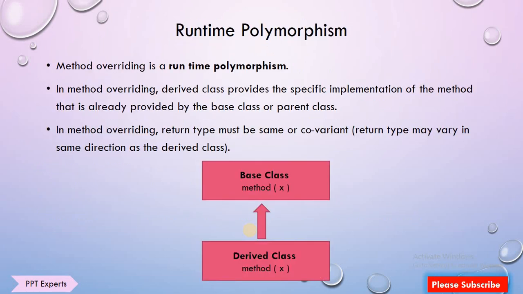So first we will see runtime polymorphism. Method overriding is runtime polymorphism. In method overriding, the derived class provides the specific implementation of the method that is already provided by the base class or parent class. In method overriding, the return type must be the same or covariant. The return type may vary in the same direction as the derived class.